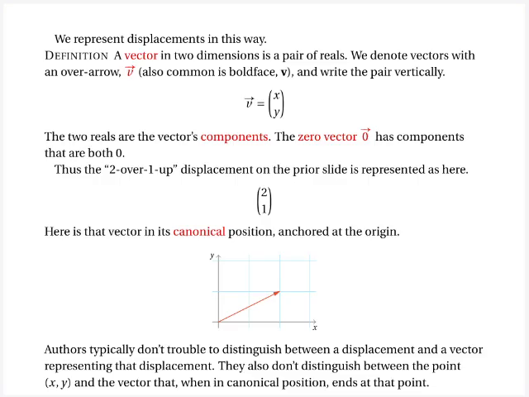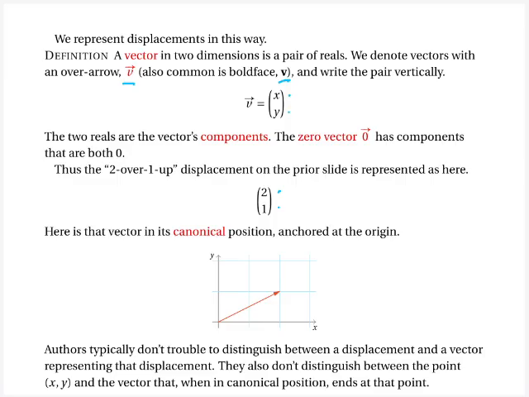So we represent displacements in this way. A vector in 2 dimensions is a pair of reals. I said 2 over and 1 up, and you can see the 2 over 1 up vector right down here. So we denote vectors with an over arrow, and a common alternative is boldface. I won't use boldface for a number of reasons. Mostly, I find it difficult to write on the blackboard. But anyway, I'm going to use the over arrow, and we'll write the numbers vertically. So the 2 over 1 up vector gets written with a 2 on top and a 1 on the bottom.